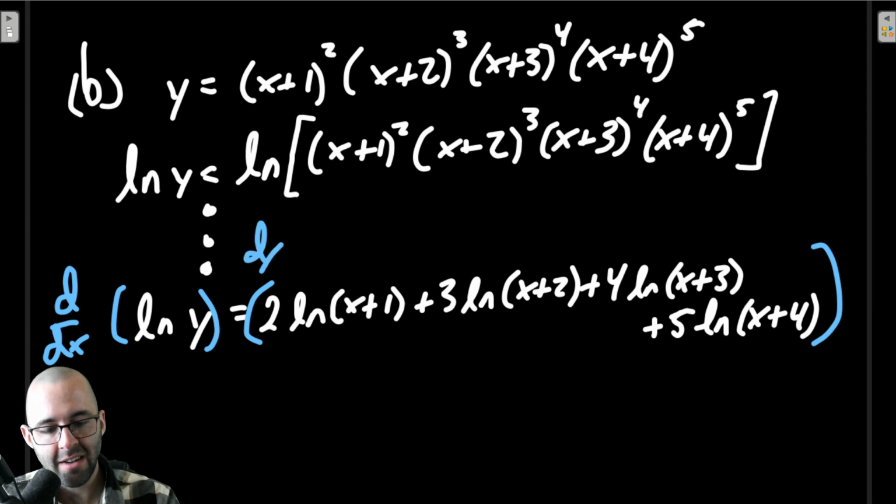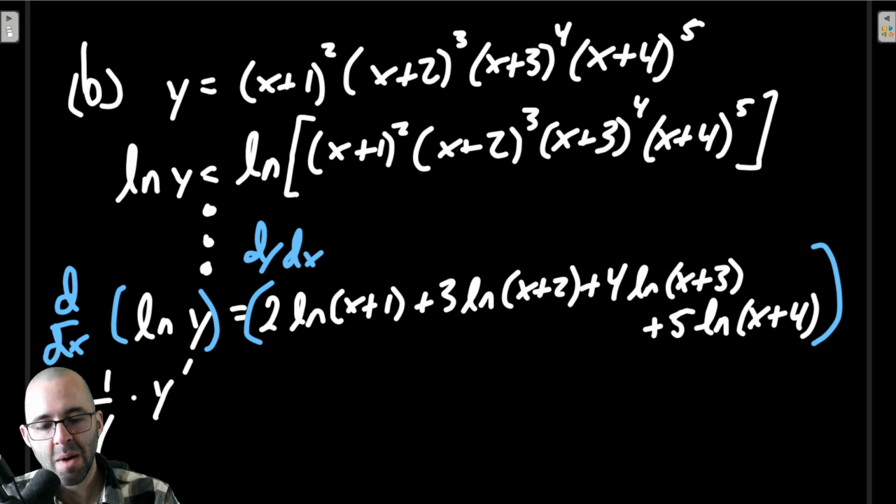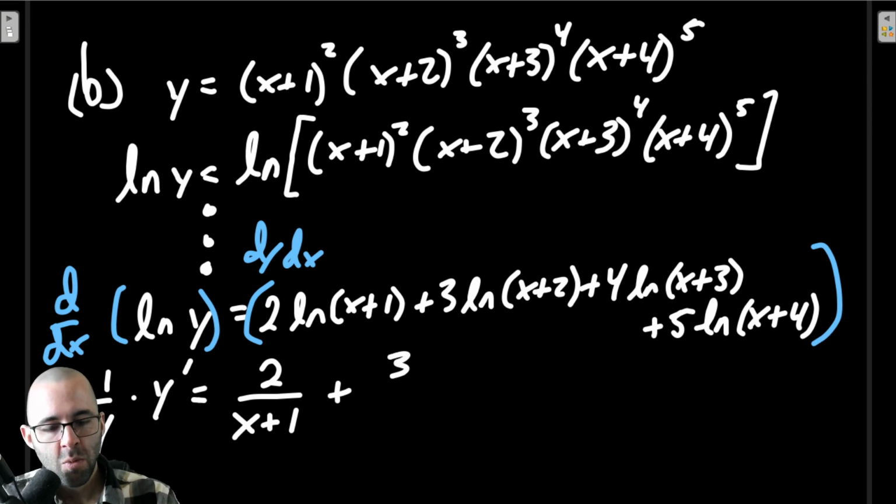I don't know where I'm going to write it. All right? So the left-hand side is always going to be the same for logarithmic differentiation. Derivative of natural log is 1 over the inside times y prime. Derivative of the right-hand side is not too bad. It's going to be 2 divided by x plus 1, because derivative of natural log is reciprocal. Plus 3 over x plus 2, plus 4 over x plus 3, plus 5 over x plus 4.